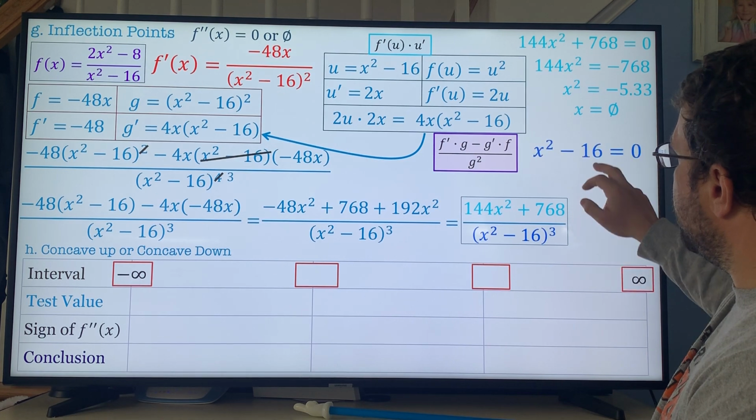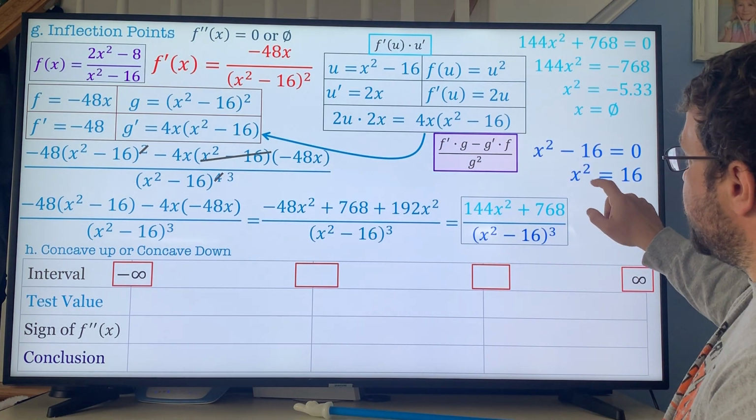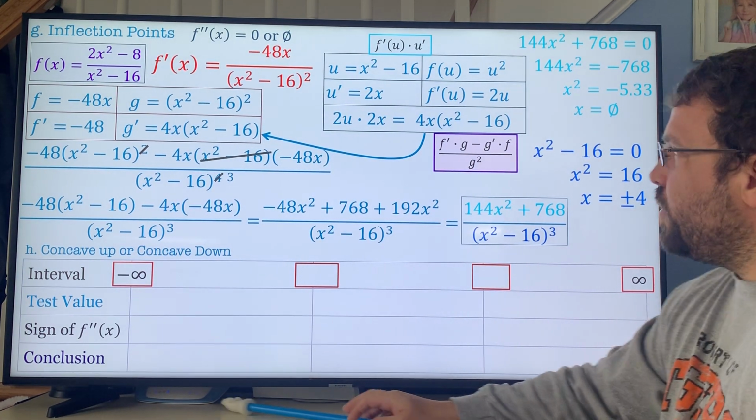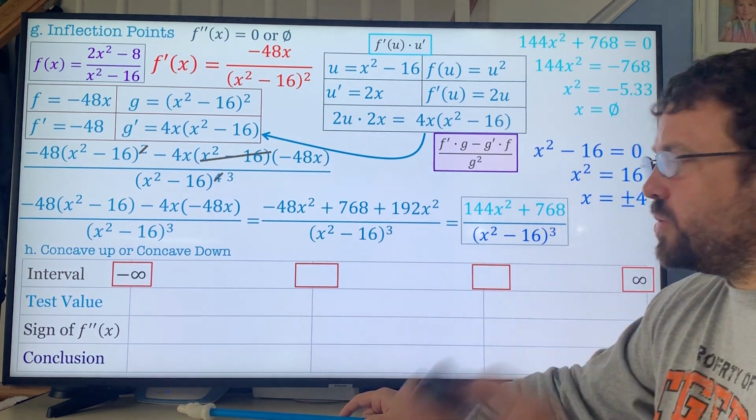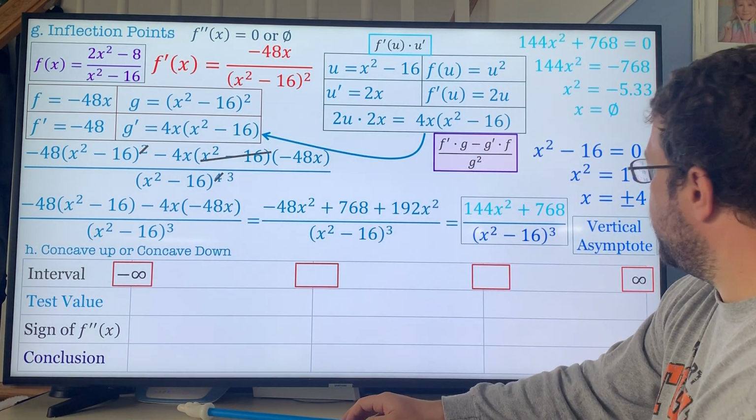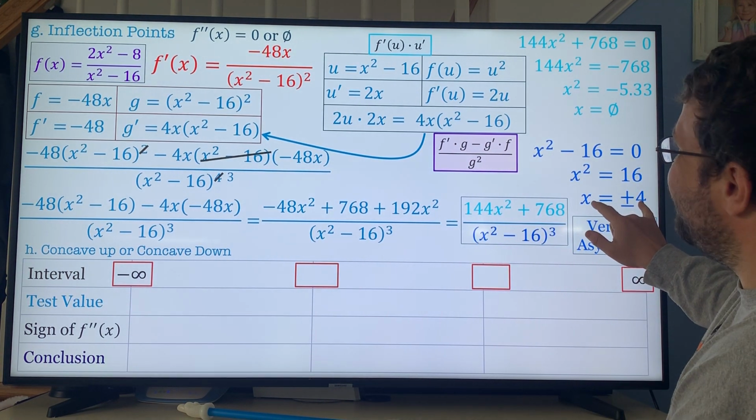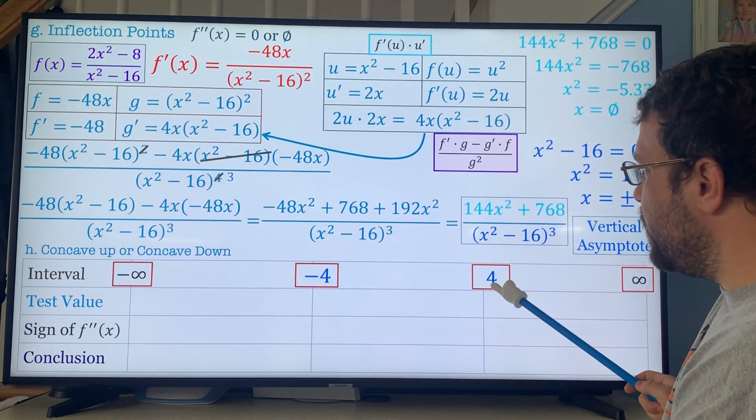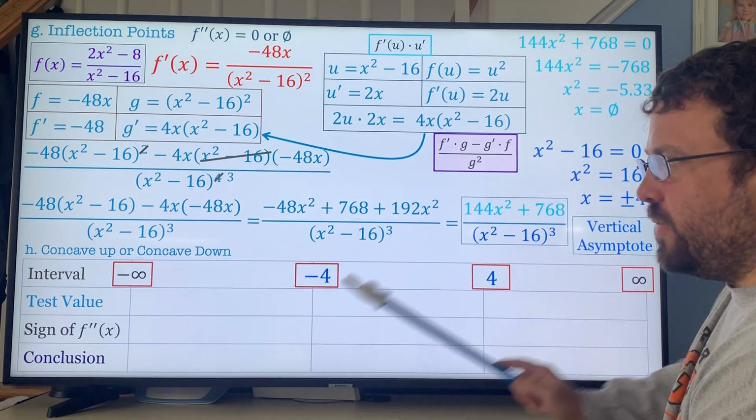Set the bottom equal to 0. This looks familiar, right? We've been doing this one multiple times. Square root of 16 is indeed plus or minus 4 once again. And what did we say plus or minus 4 was before? Those were our vertical asymptotes. All right, we just did it on the previous problem and we did it before. So we have 2 inflection, not really points, but inflection spots. Negative 4 and 4, no 0, like before.